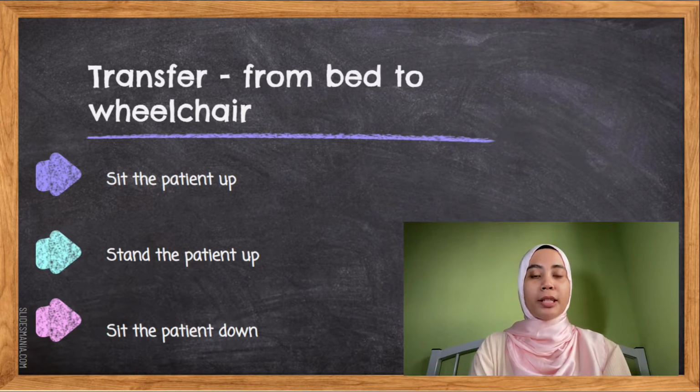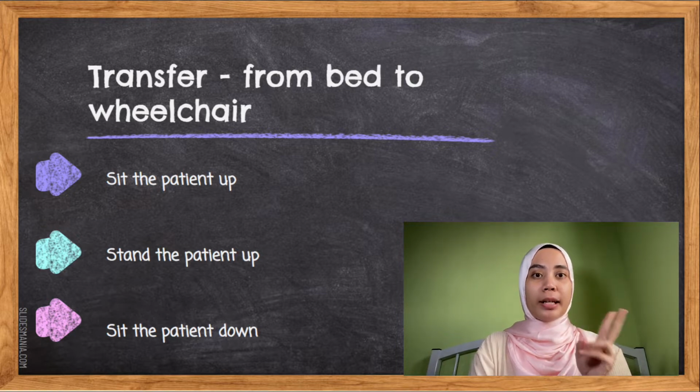Okay, so when transferring the patient from the bed to the wheelchair, there are actually three phases you need to know. The first one is sit up the patient, the second one is stand the patient up, and the last one is sit the patient down. So without further ado, let's begin with the first phase.